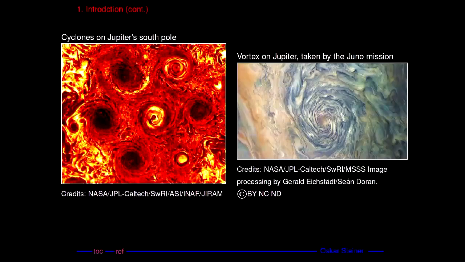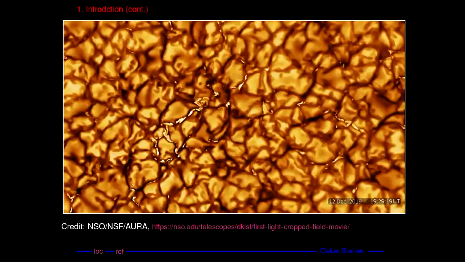Here, on the left-hand side, a very nice vortex system at the south pole of Jupiter, and on the right-hand side another vortex in Jupiter's atmosphere. And so it is maybe not so much a surprise that also in the solar atmosphere we have vortex motions, but they are a bit hidden in a granular pattern, we call that. These granules are material that flows out. The sun cools off and it flows down in these dark intergranular lanes.